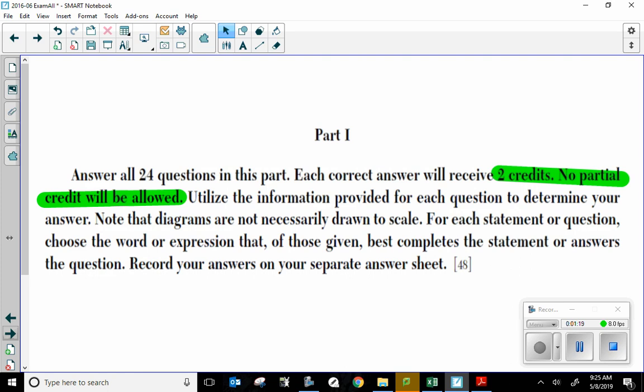First thing, I would just like to read the directions for part 1. Answer all 24 questions in this part. Each correct answer will receive 2 credits. There is no partial credit allowed.